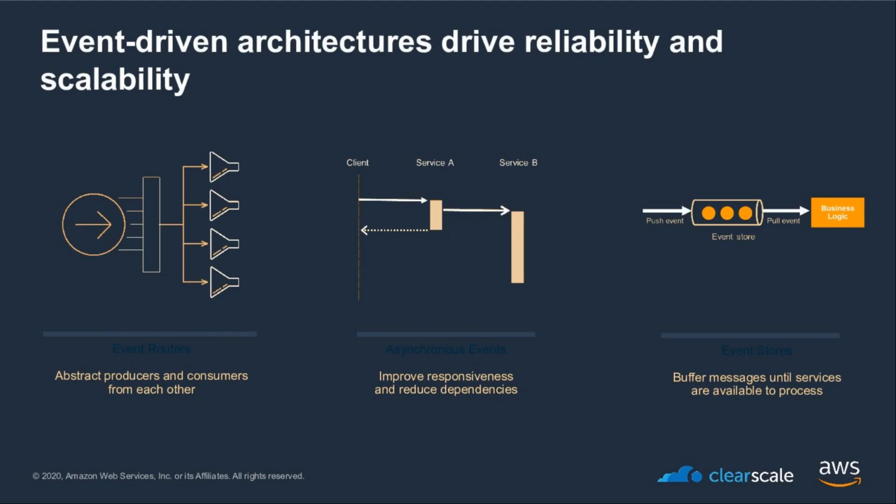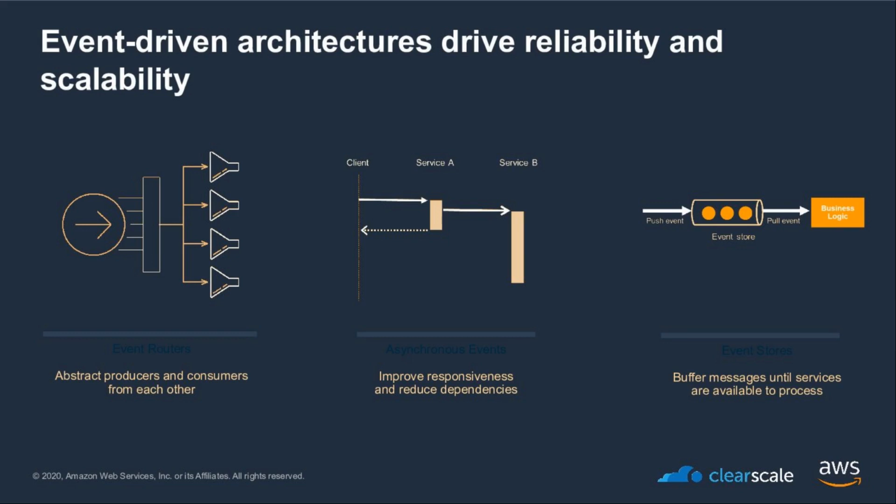So with serverless services such as Lambda, you can easily build these event-driven architectures that drive reliability and scalability. And these events are asynchronous, which means that you don't need to wait for a response to move on to the next step, which reduces dependency and improves the resilience of your architecture. And the key component of the event-driven architecture are the messaging services that allow you to abstract the producers and the consumers by decoupling the services from each other.